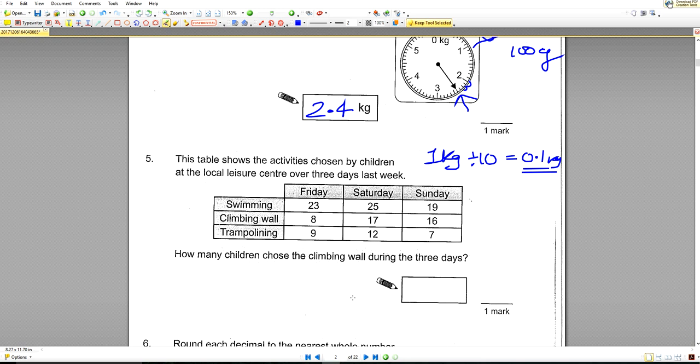This table shows the activities chosen by children at the local leisure center over 3 days last week. How many children chose the climbing wall during the 3 days? So the climbing wall is here, and here are the 3 days. For that calculation, we need to add them all up. So 8, add 17, add 16. 8 add 7 is 15. 15 add 6 will give you 21, and 1 add 1 is 2, 2 add the other 2 is 41. So we have 41 children who chose the climbing wall.